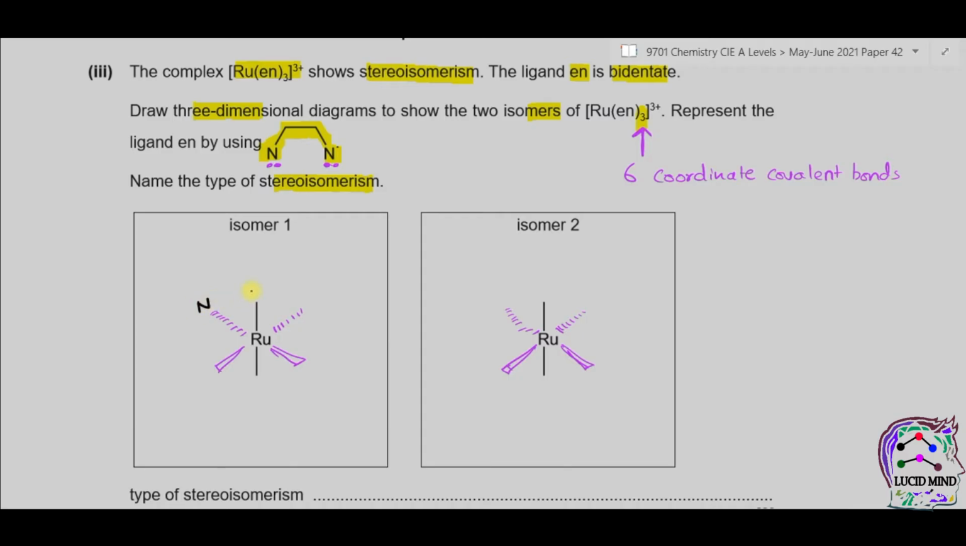So we can show 1 nitrogen, second nitrogen, then 1 nitrogen, second nitrogen, then 1 nitrogen and second nitrogen. All can be shown with this bond. We can do the same for this one. 2 nitrogens, then 2 nitrogens, and then again 2 nitrogens. Now we can show the bonds. It should be a mirror image, so it will be like this. Now both of these are mirror images of each other, so therefore the type of isomerism is optical isomerism.